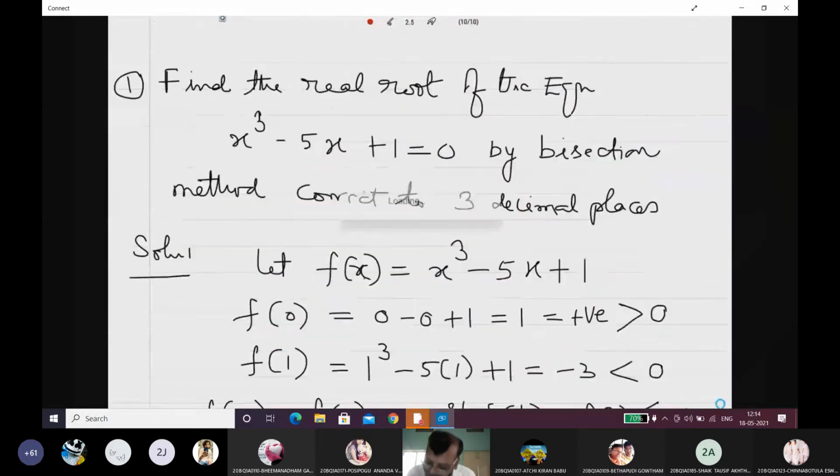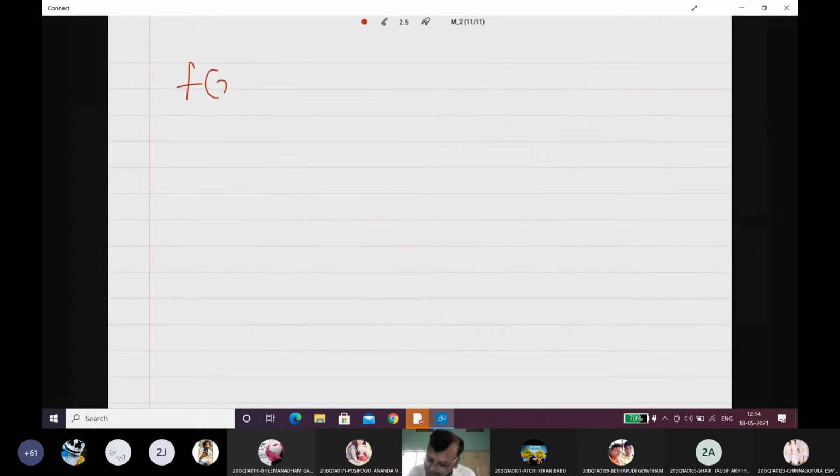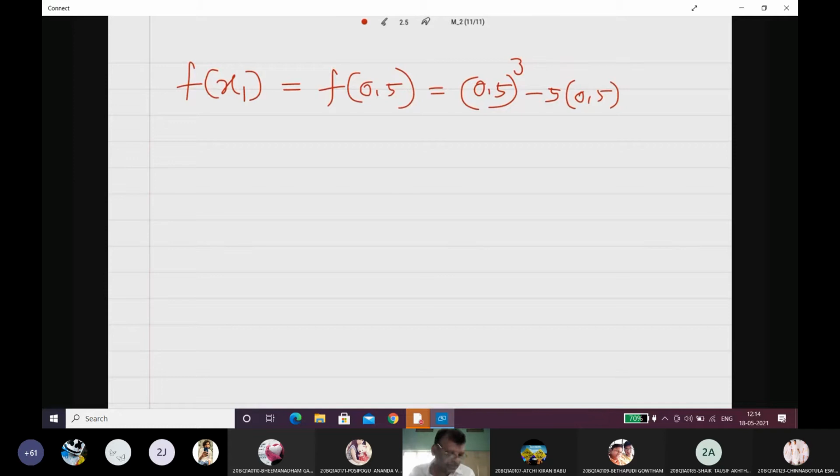Now, f of x1 is equal to f of 0.5. F of 0.5 means 0.5 whole cubed. Take the calculator, all of you. 0.5 whole cubed minus 5 into 0.5 plus 1. Now give me the value.